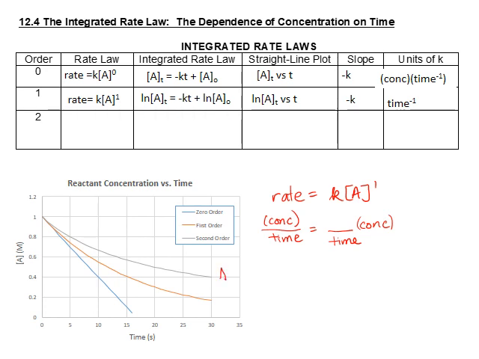What about second-order reactions? These also give a curved plot when you plot concentration versus time. The rate law for a second-order reaction is rate is equal to k times the concentration of A raised to the second power. When we integrate this equation with respect to time, we get 1 over the concentration of A at some time t is equal to 1 over the initial concentration of A plus kt.